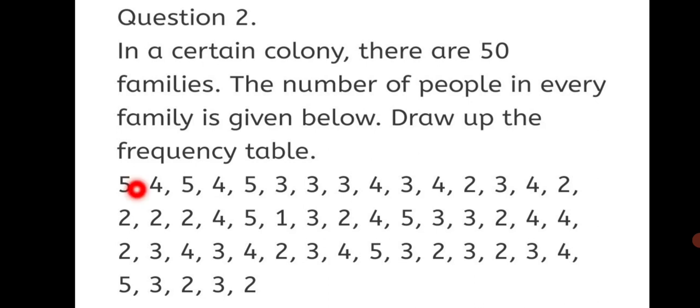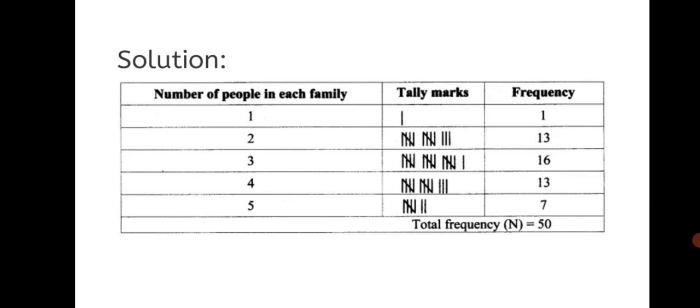Then in serial order you will check 5. Then next to 5 put one standing line. 4. Then next to 4 one standing line. And this way go on completing. As you complete, you can strike off that entry in the question so that you know you have already answered it. So this way you will complete your tally marks and then you will write the frequency.